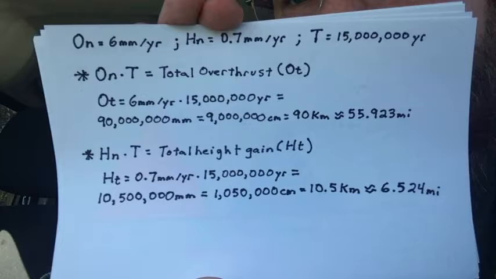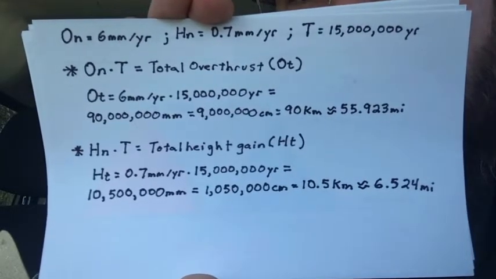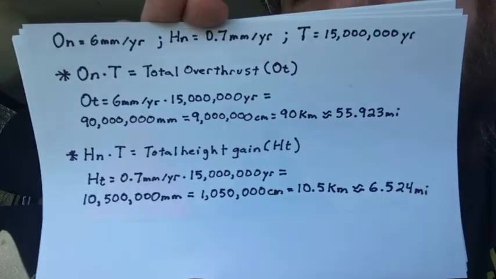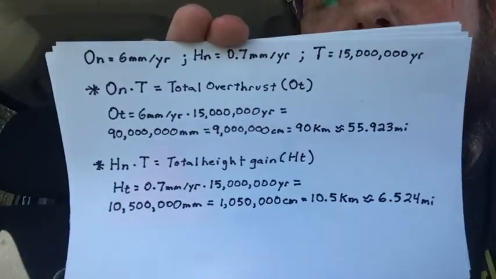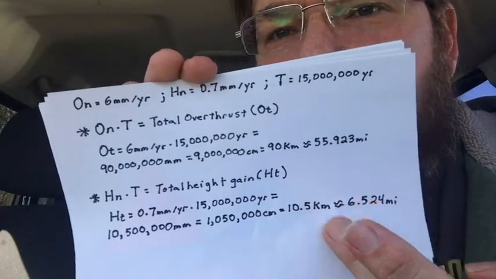Now when we do our net height gain, same thing, times our 15 million years, we actually get 10.5 kilometers. And you have to remember here, there are actually zeros after this 10.5. I just got rid of them there because I'm going to put them back here at the very end. I'm not really worrying too much about significant figures in this scenario. So 10.5 kilometers, that's a tall mountain.